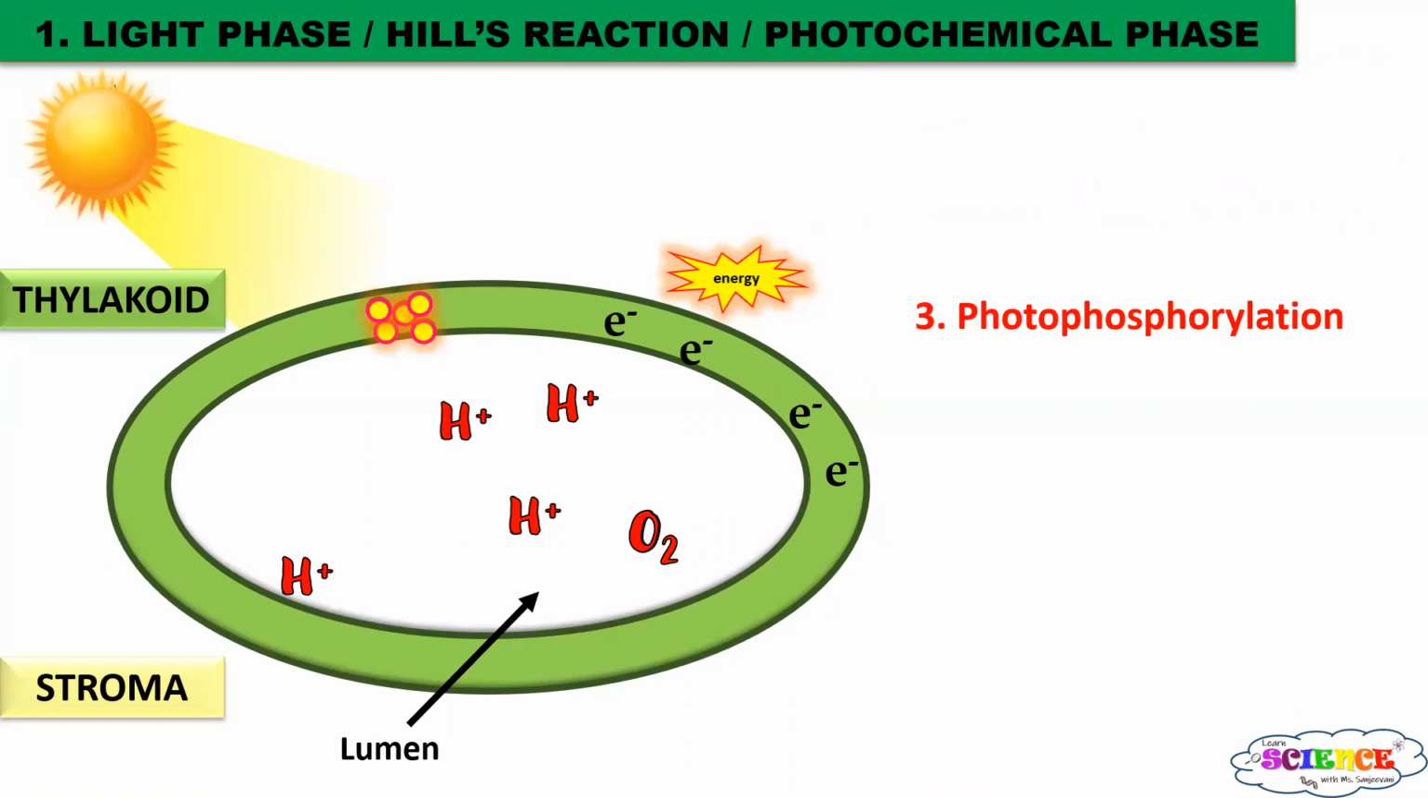Now, let us understand what happens to these products. So it is understood that oxygen will be released. Oxygen will go outside. What about the hydrogen ions, electrons and energy? Energy is released when electrons are transferred.